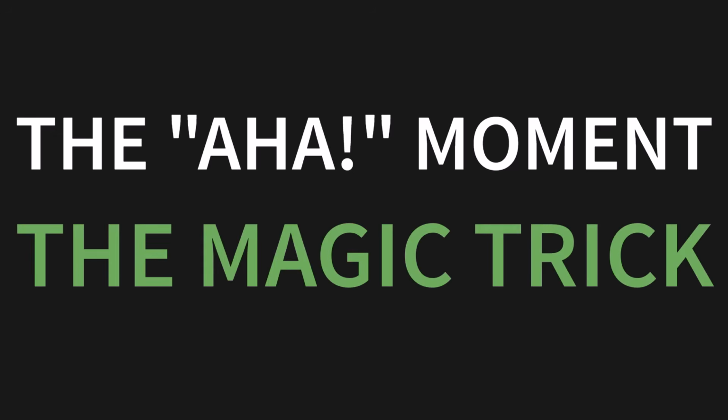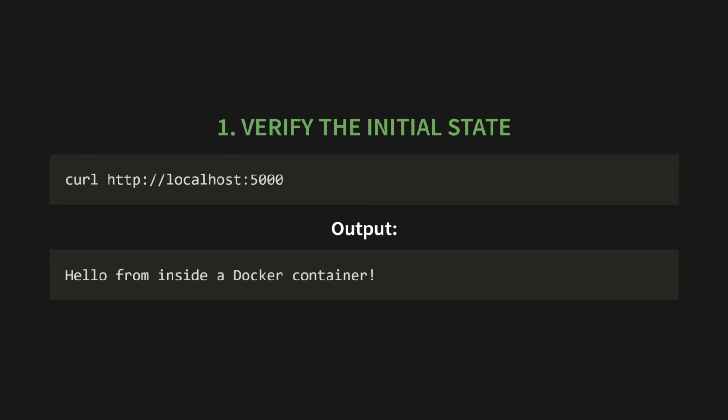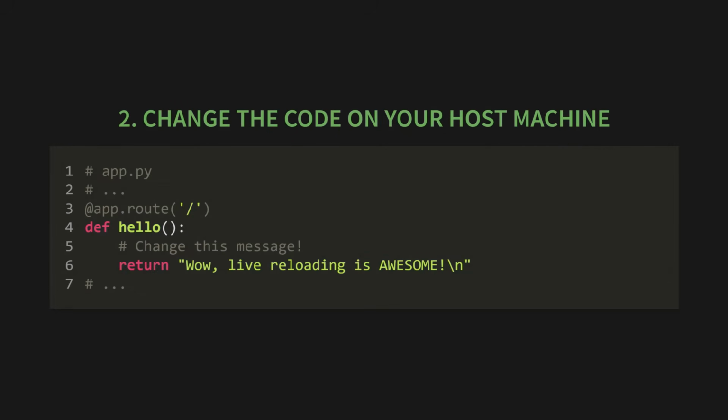And now, for the aha moment, the magic trick. First, let's verify the initial state. In your terminal, type curl http://localhost:5000. The output should be, hello from inside a Docker container. Okay, normal so far. Second, open app.py on your host machine in your editor, and change the message. Let's change the return string to, wow, live reloading is awesome!\n.